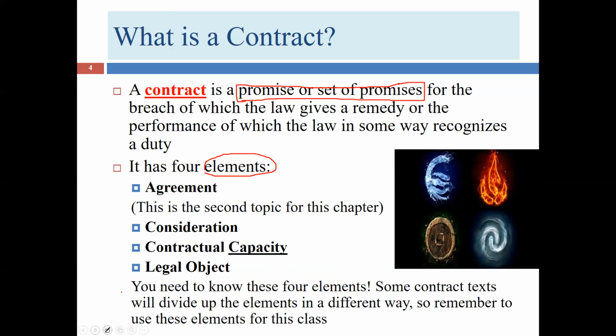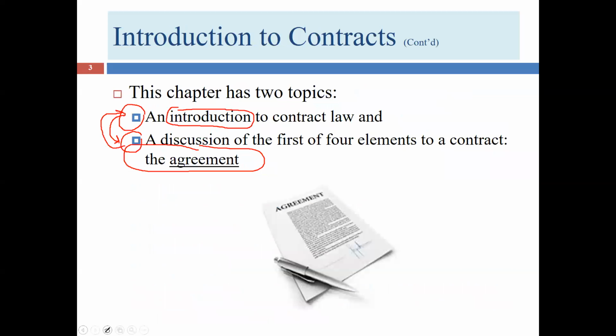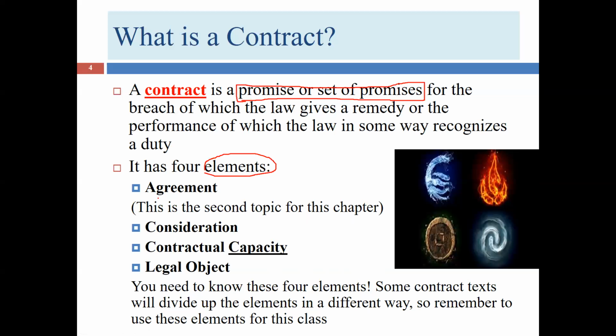Let me flip back here because we'll see that our second topic in this chapter is about agreement. So we're going to cover an introduction to contracts, and then we'll be having discussion of the first of the 4 elements of a contract, the agreement. So we'll be talking generally about contracts and then very specifically and in more detail about this particular part. So we'll touch on everything on this slide, but this one will go into a lot more depth. It's important that you understand these elements.